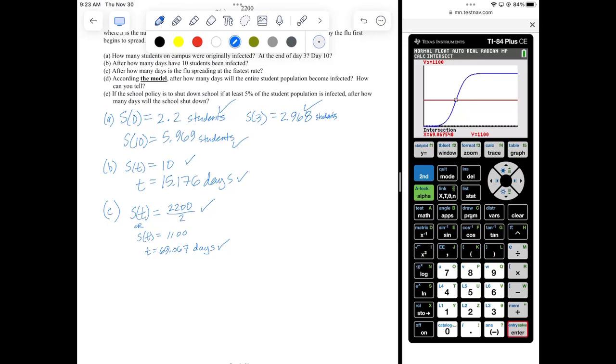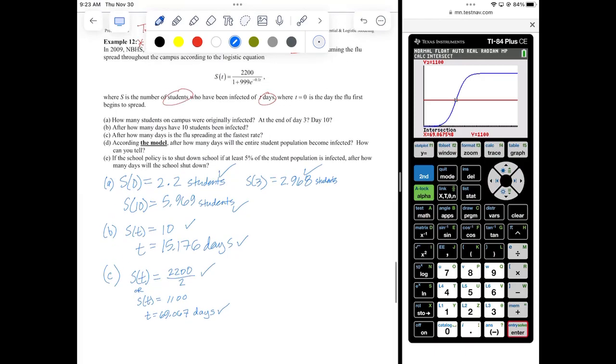Okay, part D. According to the model, after how many days will the entire student body become infected? According to the model, how can you tell? By the L. So when, according to the model, after how many days will the entire student population become infected? 2200. No. After how many days? That's an input. That's an X value. Will it ever reach 2200?